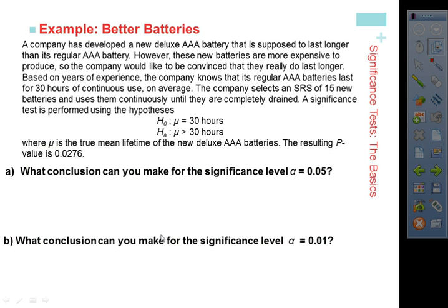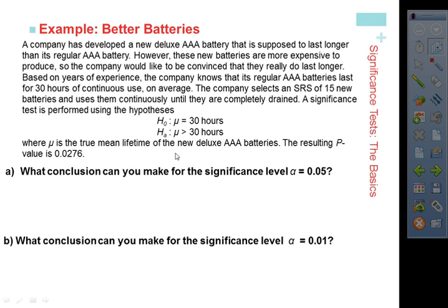So if we look at this, it says a company has developed a new deluxe AAA battery that is supposed to last longer than its regular AAA battery. However, these batteries are more expensive to produce, so the company would like to be convinced that they really do last longer. Based on years of experience, the company knows that the regular AAA batteries last for 30 hours of continuous use on average. The company selects a simple random sample of 15 new batteries and uses them continuously until they are completely drained. The significance test is performed using the hypotheses. So the null hypothesis is that the mean is equal to 30 hours. The alternative is that it's longer than 30 hours, the mean is greater than 30. We knew that from the problem.